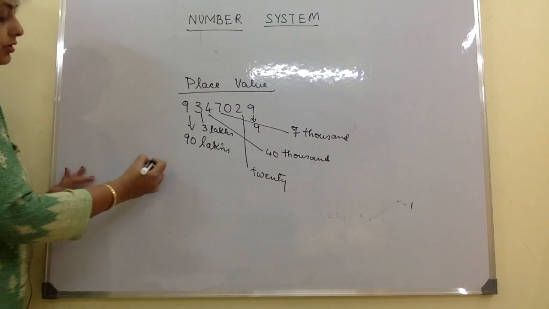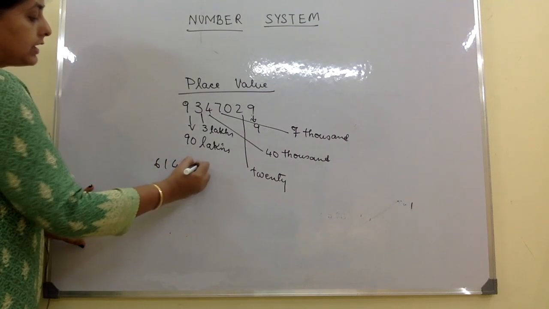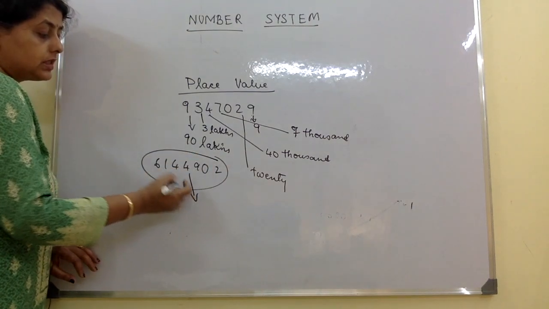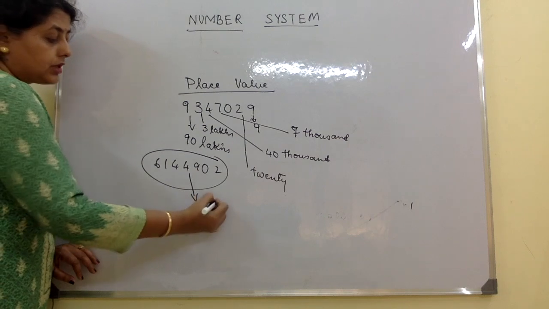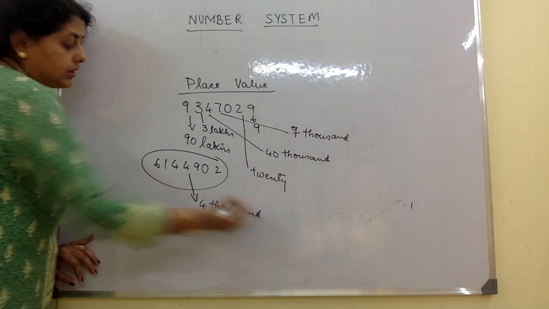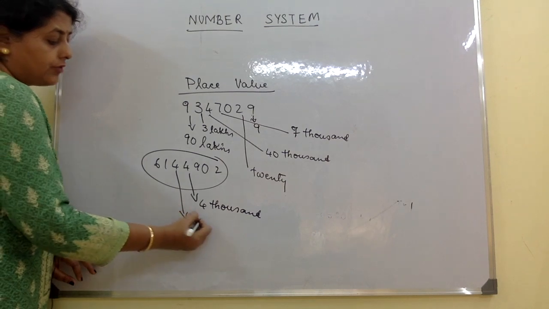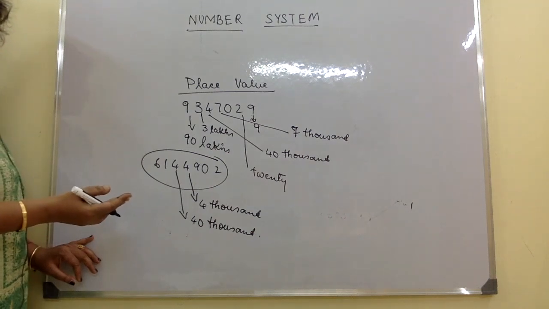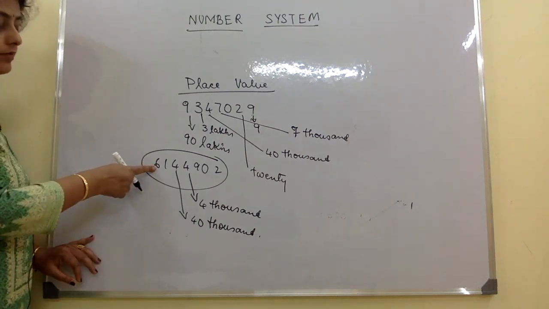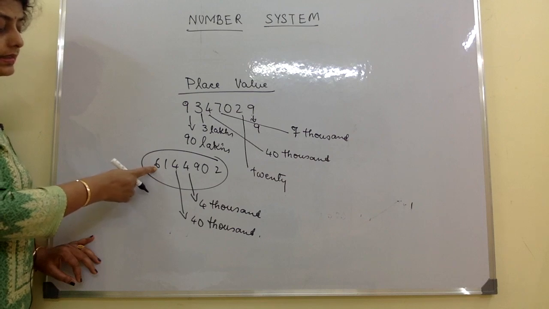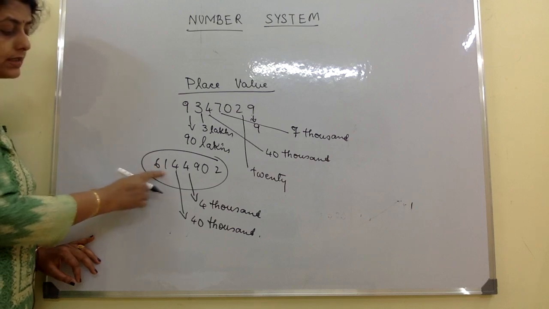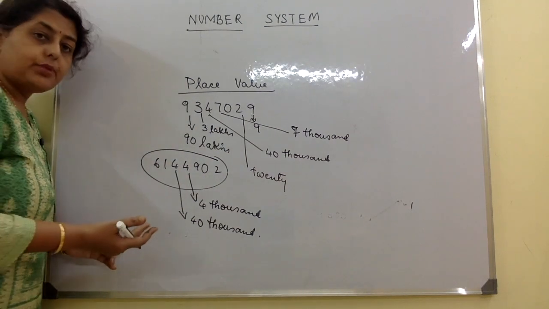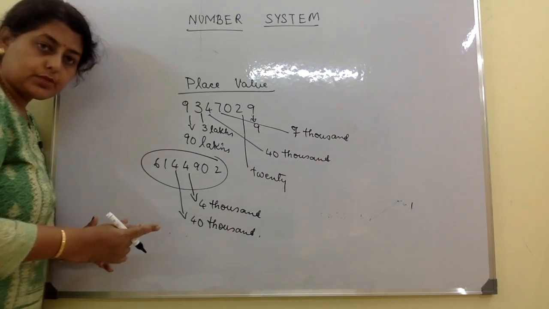Let me take another number, 6144902. If I take this number, there are two 4s here. For this 4, the place value is 4000. But for the next 4, the place value is 40,000. This is the meaning of place value. Place value of this is how much? This is 60 lakhs. This is 1 lakh. 61 lakhs 44,902. So that is the meaning of place value. We are going to do a few sums on this.